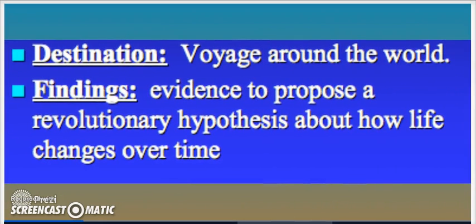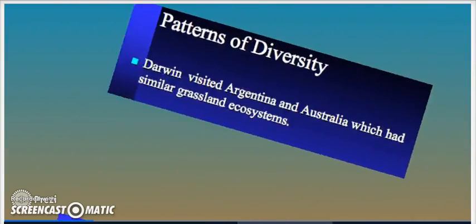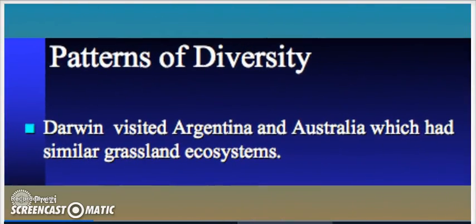Again, it was a voyage around the world. And from this voyage, he found evidence to propose a revolutionary hypothesis about how life changes over time. Don't worry about writing this. You're not going to write this either.